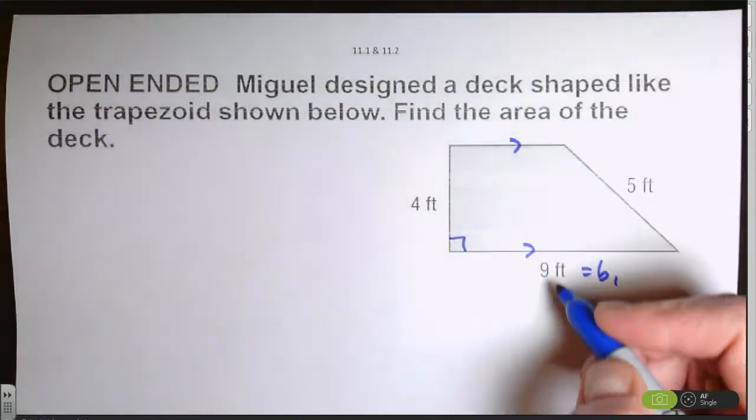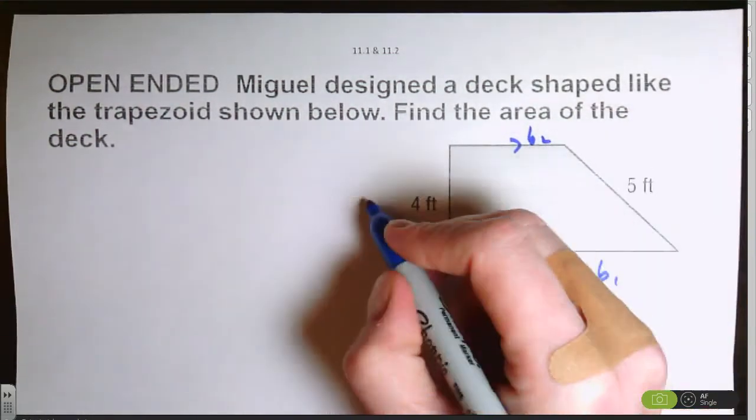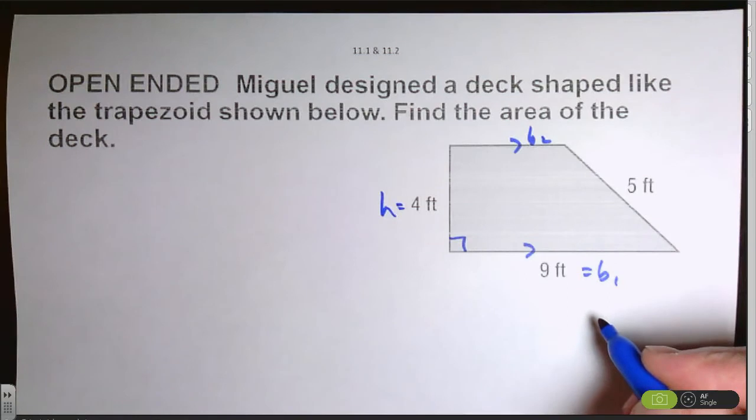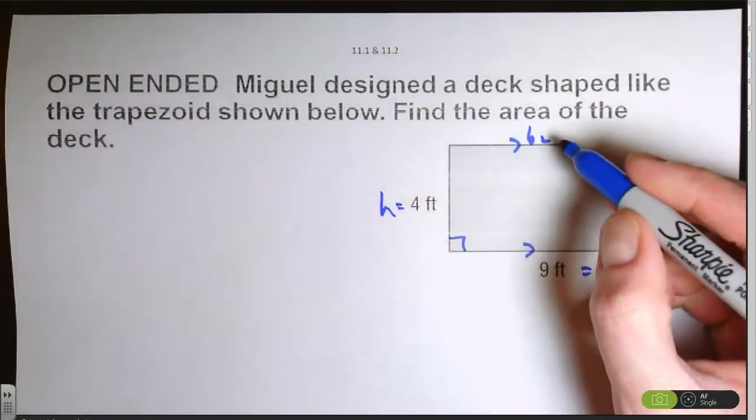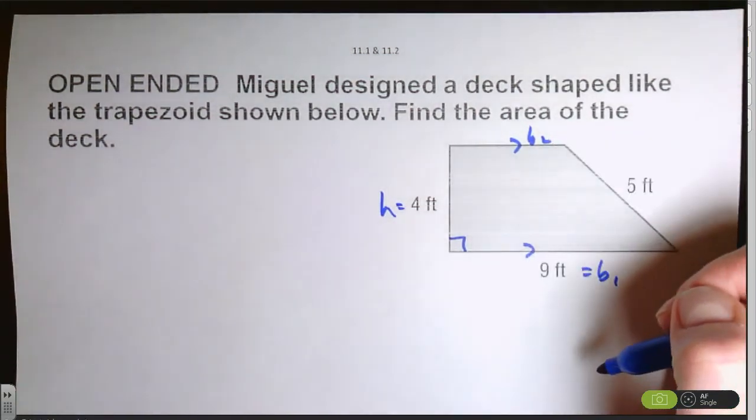There's base 2, because those are the two parallel sides. Obviously 4 is the height. The tricky part is, I don't know base 2's length. That's the real trick to this problem, figuring out the length of base 2.